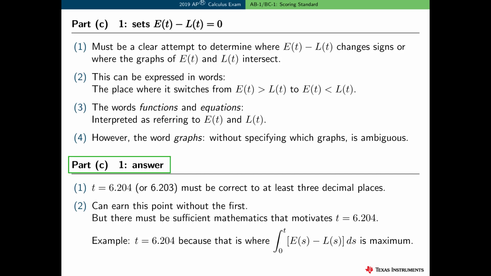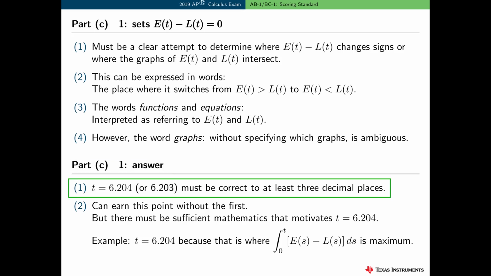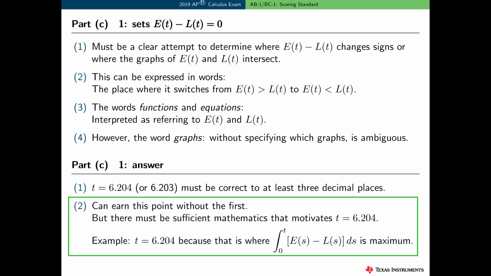The second point in Part C was for the answer, and we will accept the value of t rounded or truncated to 3 decimal places. Now, it's possible for the student to earn the second point here without the first, that is, without conveying the mathematics that leads to the correct value of t. So here's an example of how a student might earn 0, 1.